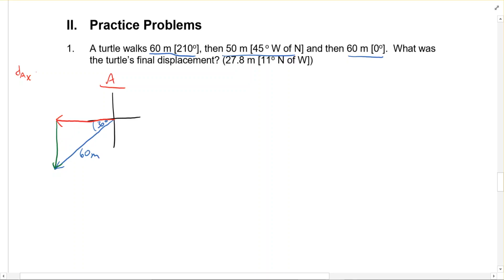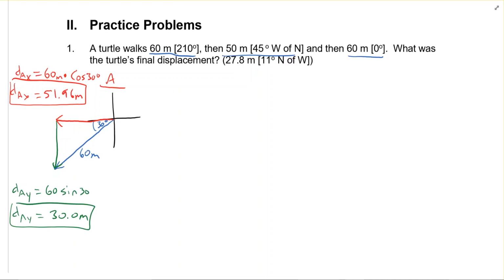So dAx is going to be equal to 60 meters times cosine 30 degrees, just like what we did above, right? And then dAx is going to be equal to 51.96 meters. All right, so that's number one. We figured that out. Now let's figure out in green here what the y component was. I'm going to just pause it and put it down and then move on. Okay, so that's what you get for the y component of that one.